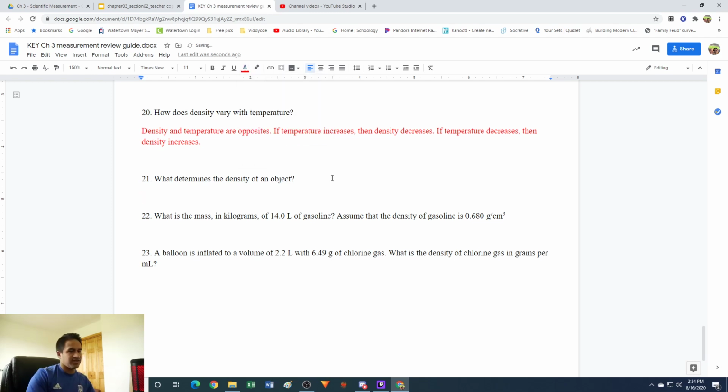All right, number 21, what determines the density of an object? So the density of an object is its mass divided by its volume. So we can say that the density of an object is determined by the object's mass divided by its volume.